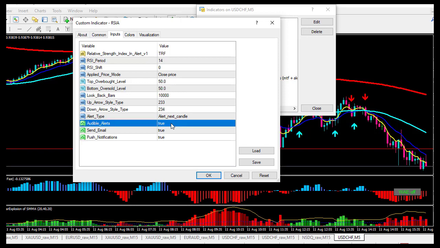If you don't want the alert, you can turn it off, but make sure you change yours to this particular setting, to this particular value. Once you are done, just click OK.